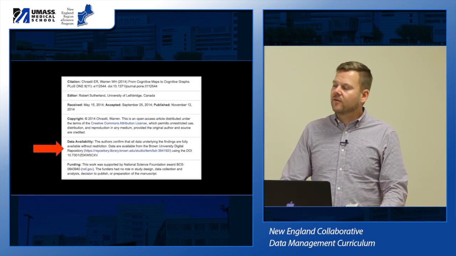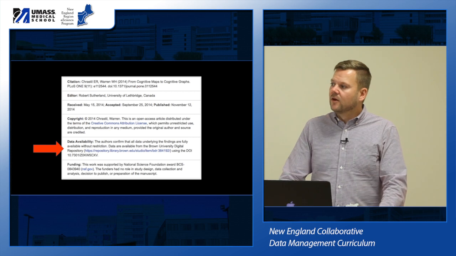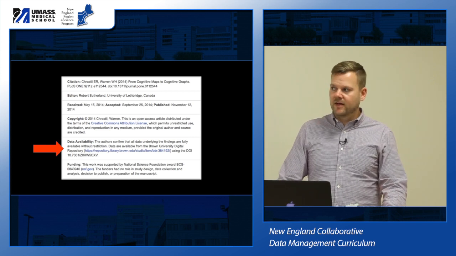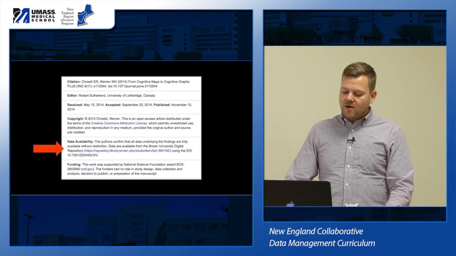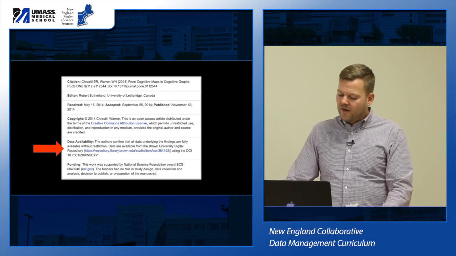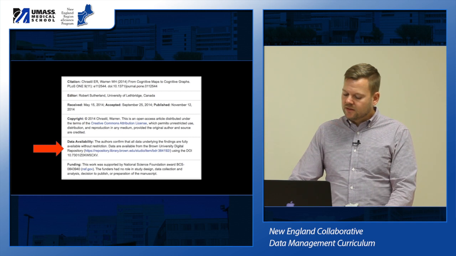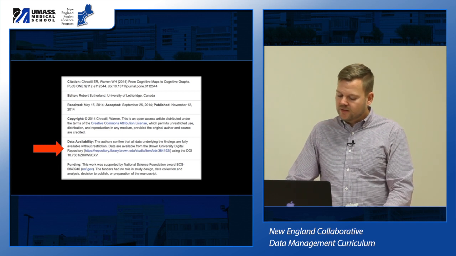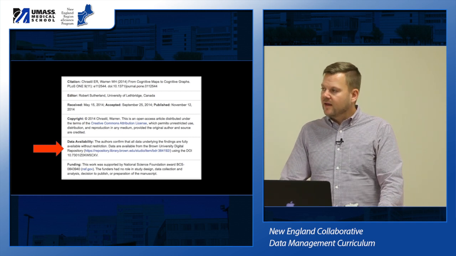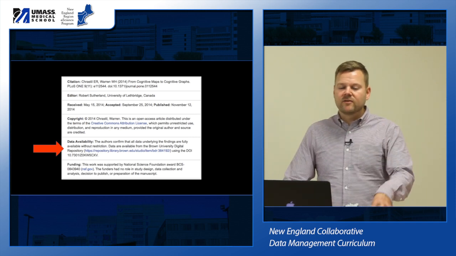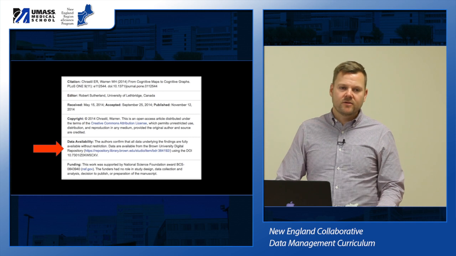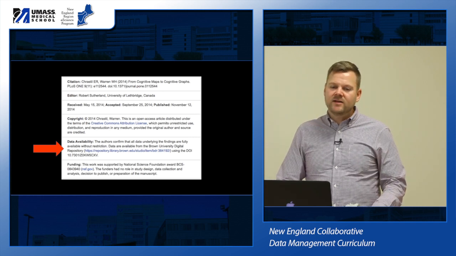So this is an example from a researcher at my institution who has cited data in a publication. So you see here at the bottom it says data availability. The authors confirm that all data underlying the findings are fully available without restriction. Data are available from the Brown University Digital Repository. There's a stable URL, and then using the DOI below. And so this sort of links back. So the reader accesses the article, reads their article and says, oh, I'm really interested in this project.